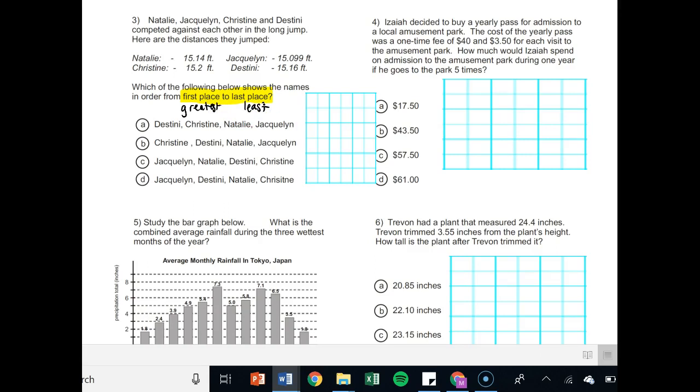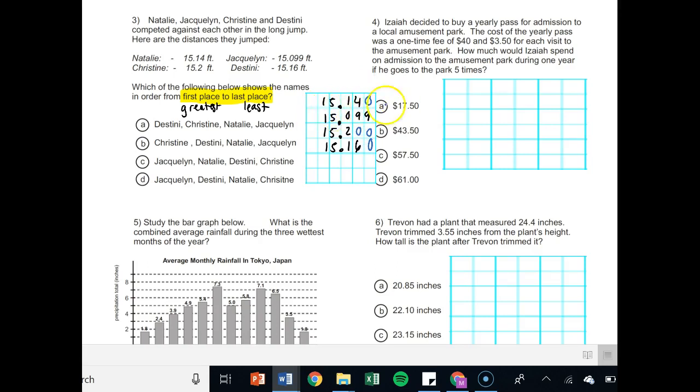All right, so let's line that up. We see that one of the numbers has 3 decimal places, so we'll leave space for 3 spots, 1, 2, 3, and we'll just put decimals right down the row here, and then we'll just go ahead and start filling in. So for Natalie, she had 15.14. For Jacqueline, she had 15.099. For Christine, she had 15.2. And for Destiny, 15.16. Now, everything else gets filled in with zeros. So 0 here, 2 zeros there, and a 0 there.